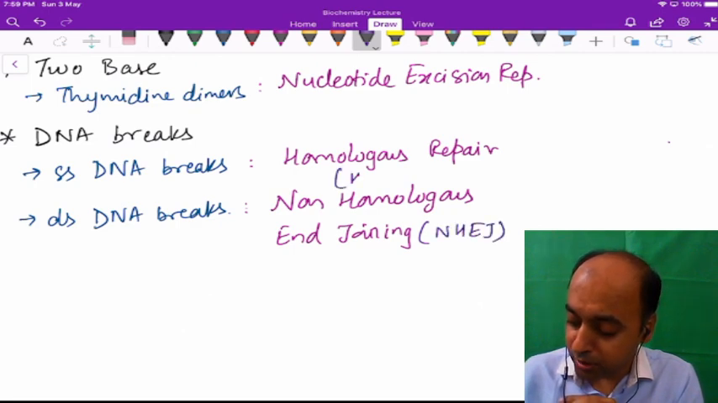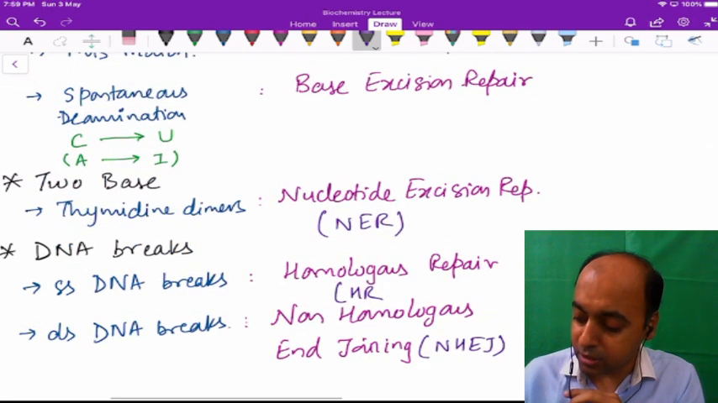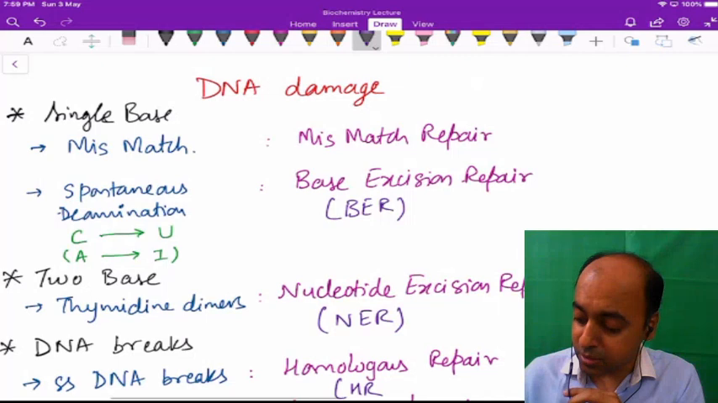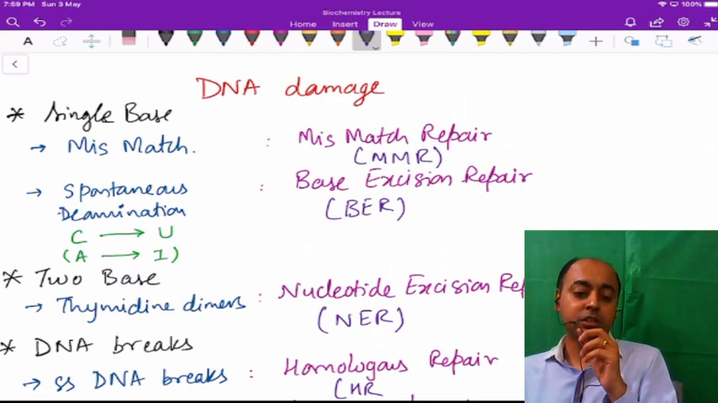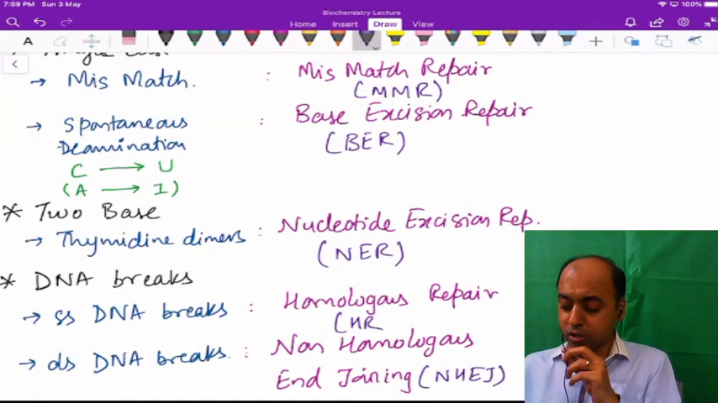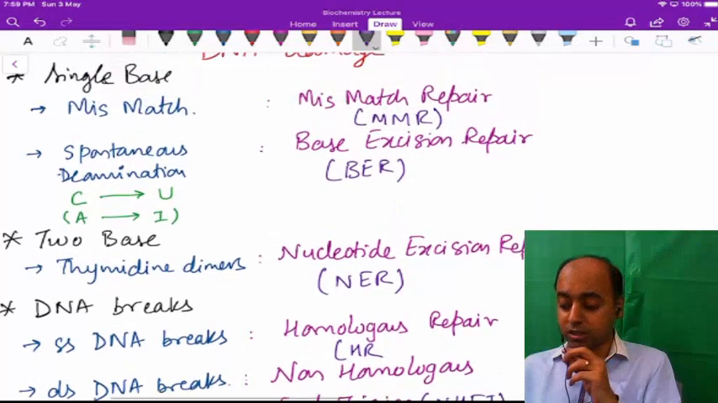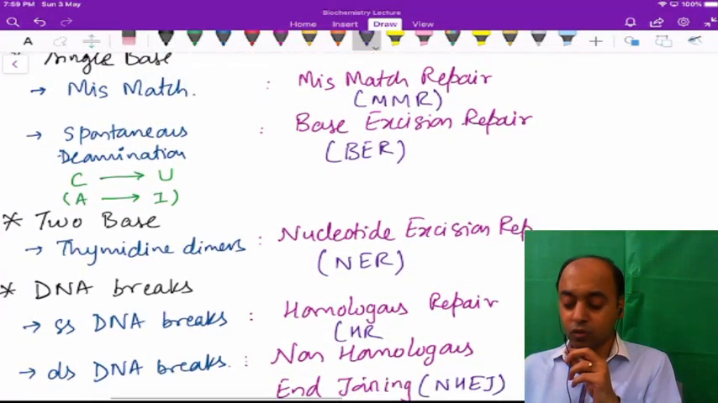The homologous repair is HR. The nucleotide excision repair is NER. The base excision repair is BER. And the mismatch repair is commonly written as MMR. So we have the mismatch repair, the base excision repair, the nucleotide excision repair, the homologous repair, and the non-homologous end joining for the corresponding damages that we have seen.